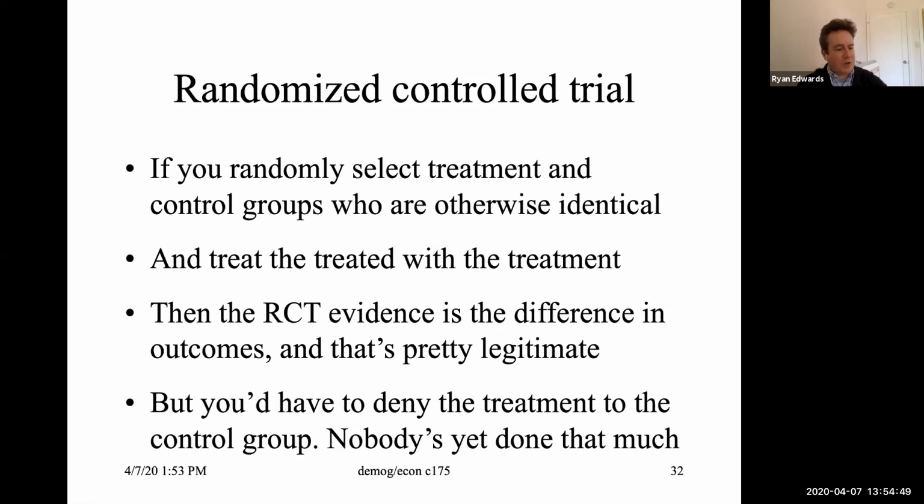If you can identify a control group, a group of individuals who are otherwise identical, so here they would have to have coronavirus and they would have to not receive the drug, then you get what's called an RCT, a randomized controlled trial, if you're actually able to do this. The problem is that you have to deny the treatment to the control group, and nobody's yet been able to really do that. So it's the same kind of thing.